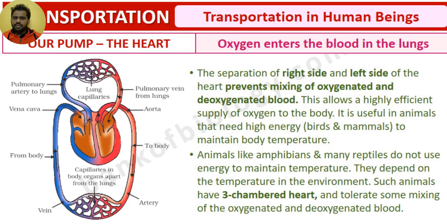Animals like amphibians and reptiles do not use much energy to maintain temperature. So they depend on the temperature of the environment. Such animals can have a three-chambered heart, and some mixing of oxygenated and deoxygenated blood can be tolerated.